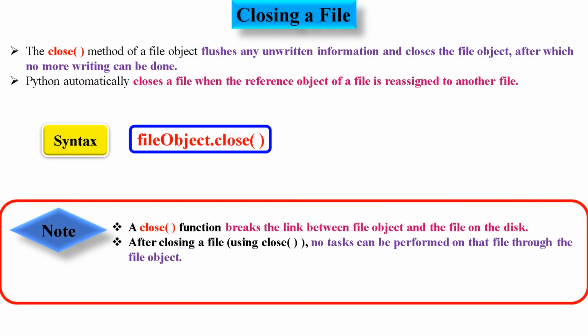Once we are done with the read/write operations on a file, it is a good practice to close the file. Python provides a close method to do so. While closing a file, the system frees the memory allocated to it. The syntax of the close function is fileObject.close(). Note that the close function breaks the link between the file object and the file on the disk. After closing a file using the close function, no tasks can be performed on that file through the file object.